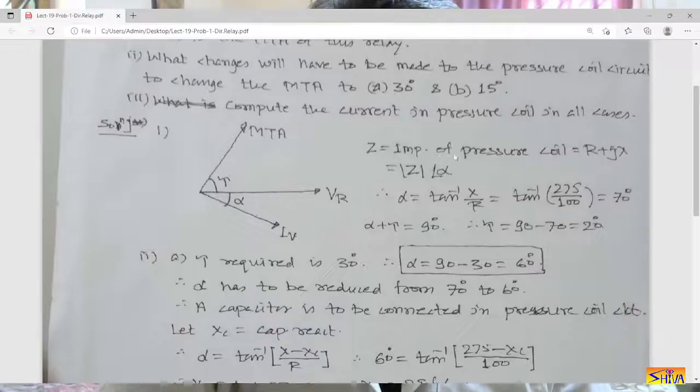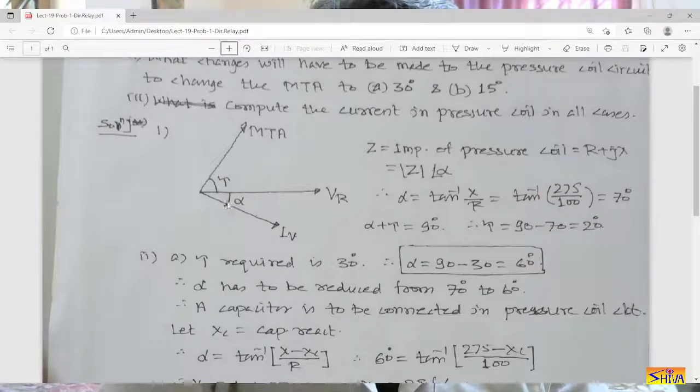Let Z be the impedance of the pressure coil, that is R + jX in rectangular coordinates. In polar coordinates, it will be |Z| angle alpha. So angle alpha is tan inverse X by R. X is reactance, that is 275 ohms. R is resistance, that is 100 ohms. So alpha is coming 70 degree. Now alpha plus tau is 90 degree. So tau is 90 minus 70, that is 20 degree. So the maximum torque angle of this relay is 20 degree.